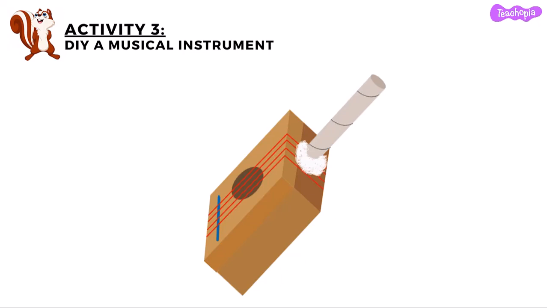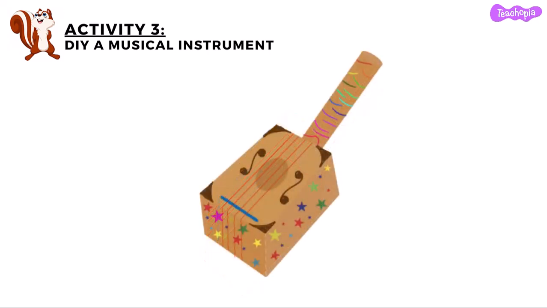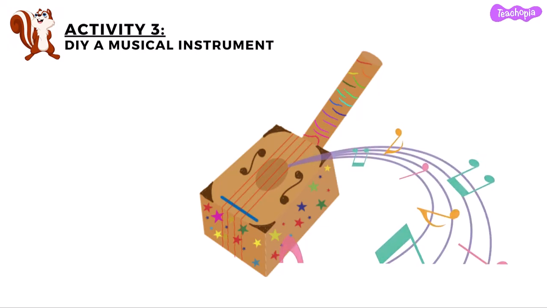Once that is done, we'll use a cardboard cylinder and fix it on top of this box. Once this is done, the structure of our musical instrument is now complete. Allow the learners to personalize this musical instrument by decorating the whole instrument as per their wish, using their own colors and decorative items that they want.